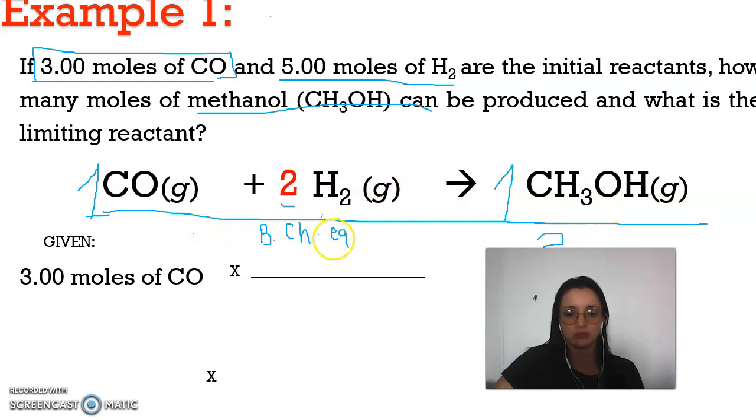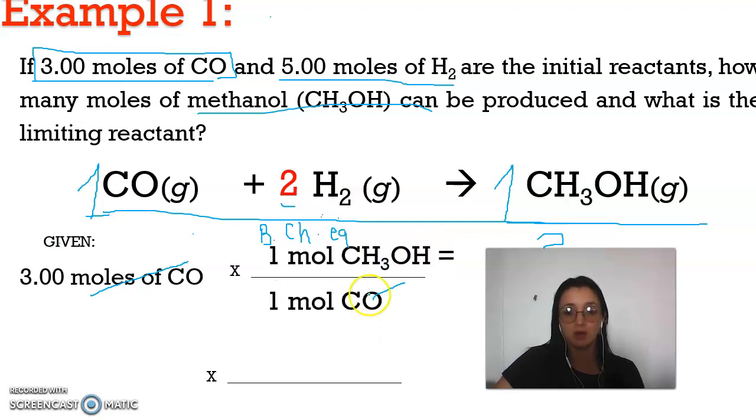The ratios. For example, in this one, if I need to cancel units, I will need to have moles of carbon monoxide down here. And because I'm trying to calculate how many moles of methanol, as the question asks, I will have to have methanol up here in order to get it as a result. So my conversion factor is: for every mole of carbon monoxide, I get 1 mole of methanol, because my balanced chemical equation says 1 mole of carbon monoxide produces 1 mole of methanol. And that's it.